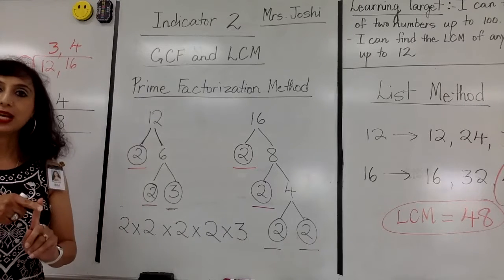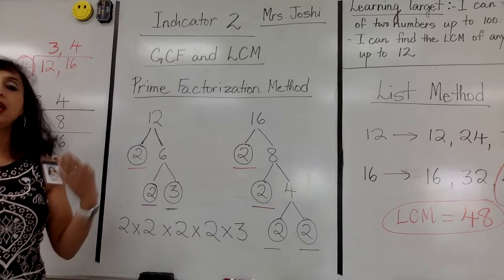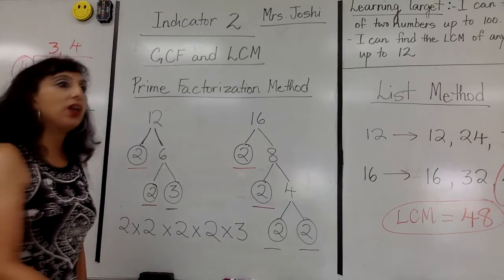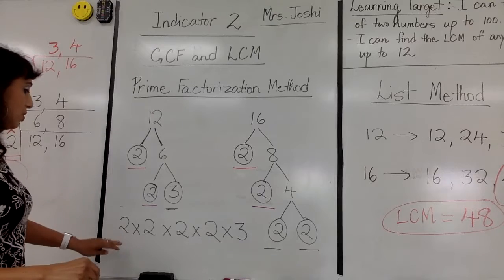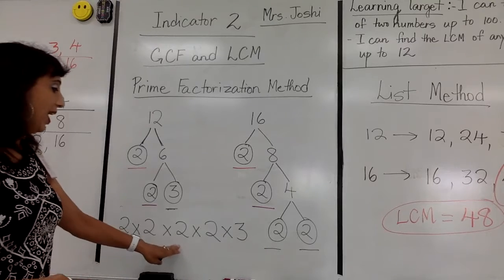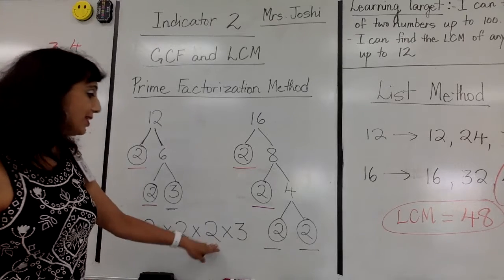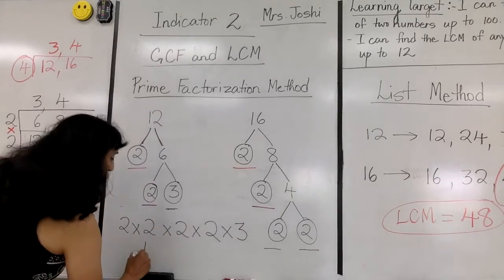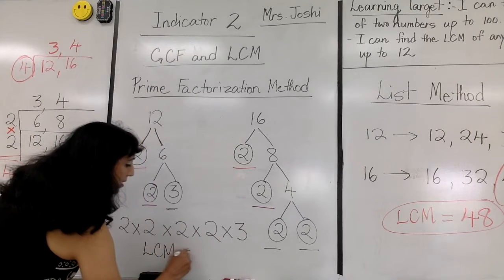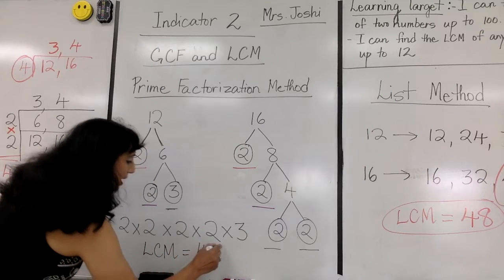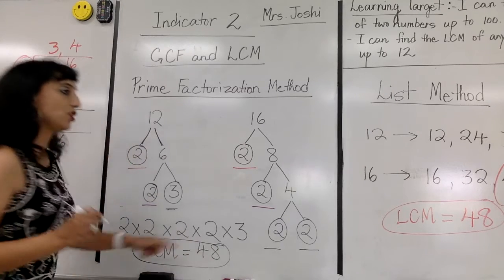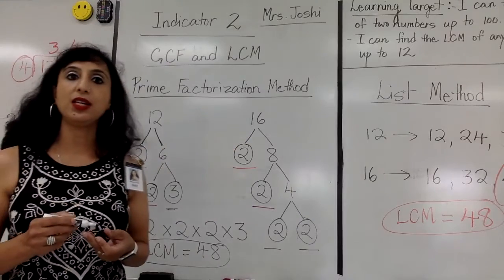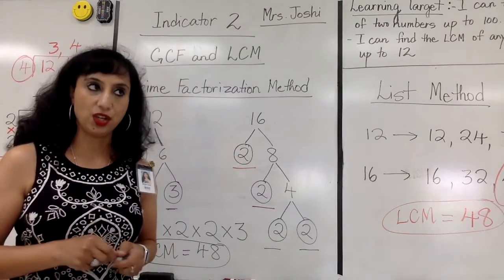So common ones written only once, and then we also write the uncommon ones that are there. So 2 times 2, 4, 4 times 2, 8, 8 times 2, 16, 16 times 3 is 48. So LCM is equal to 48. So it doesn't matter again, as you can see, you can do any method, you will still get the same answer.